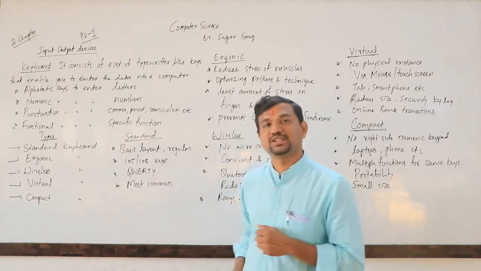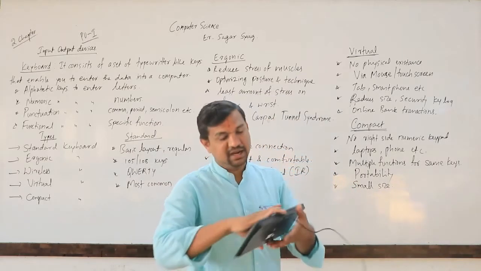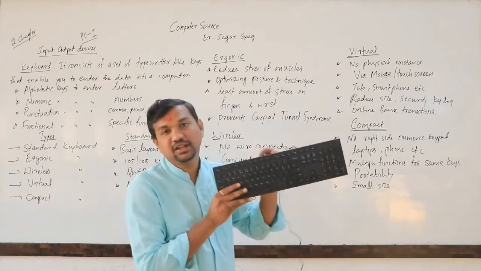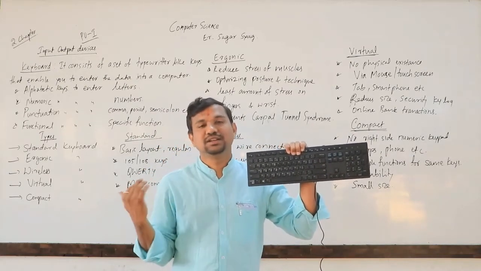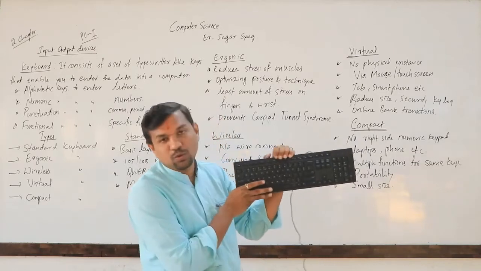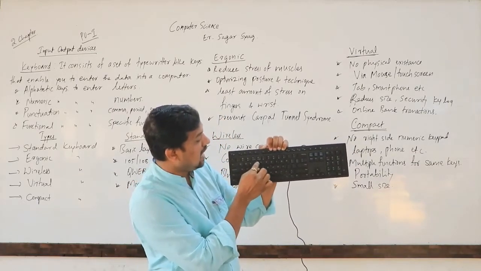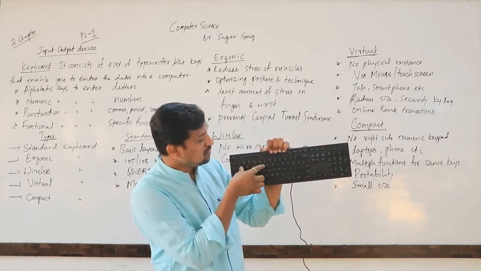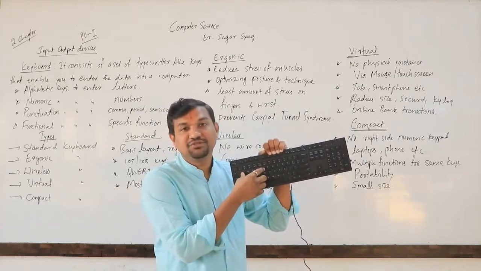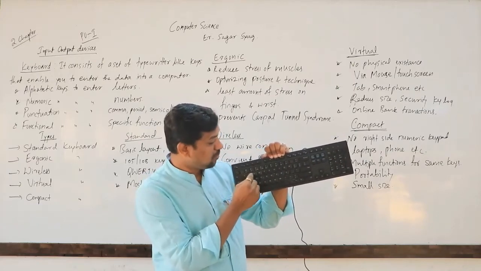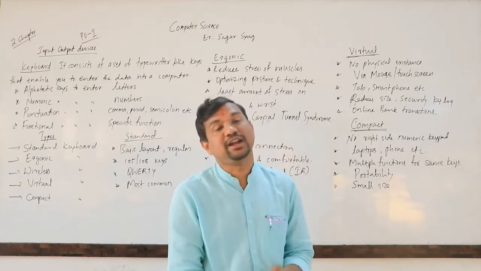And the next one is QWERTY. The standard keyboard is having QWERTY. Almost every keyboard is having the same concept, but that is the beginning concept. See, QWERTY means QWERT. The first line of alphabet keys, if they constitute QWERTY, then this is called as QWERTY keyboard.